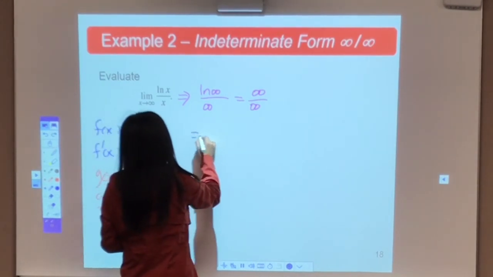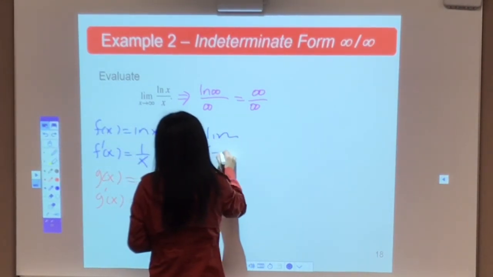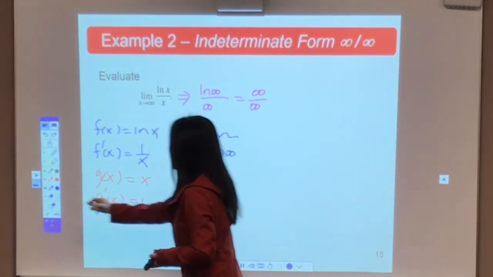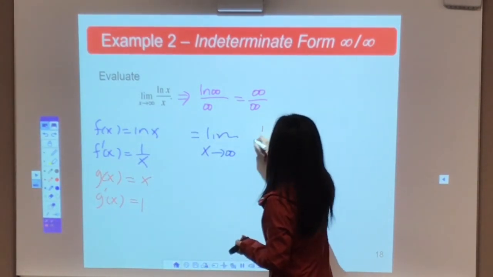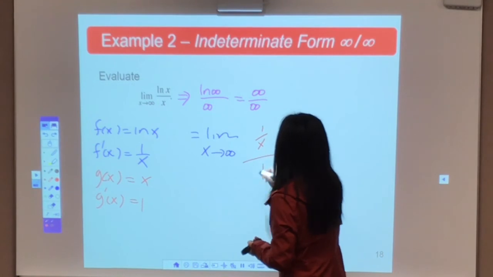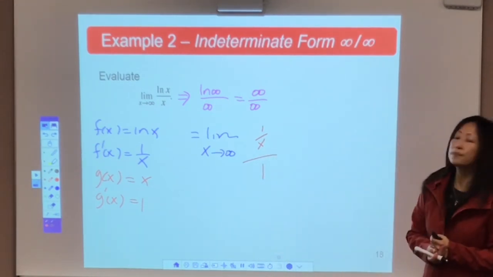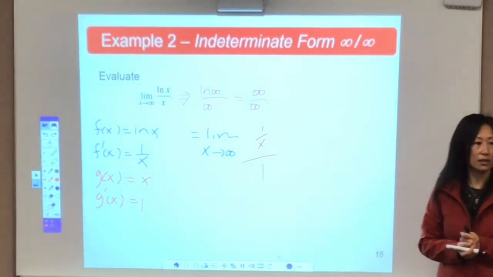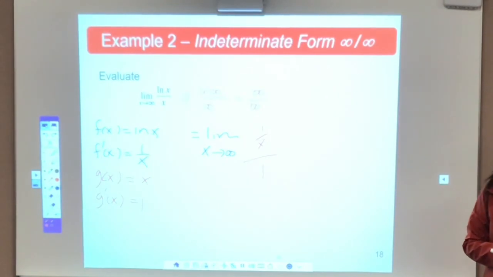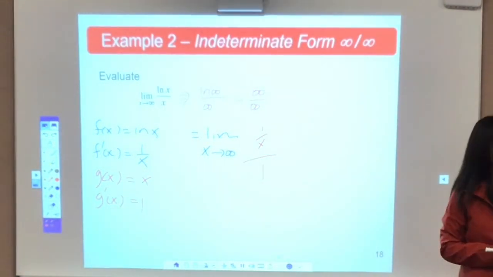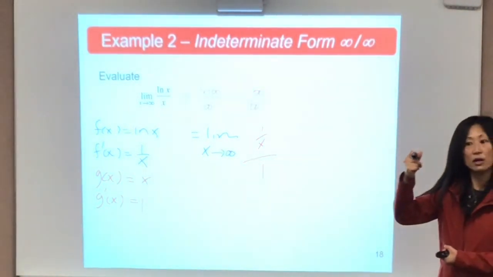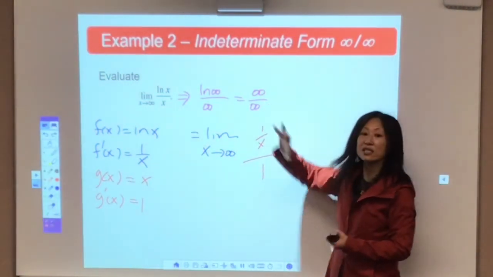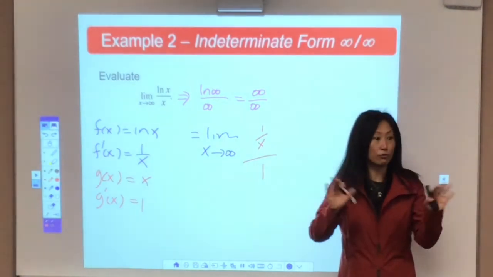So I can rewrite this problem as the limit as x approaches infinity of 1 over x over 1. Dr. Hughes, we have to do that first step? Yes. We need to make sure it is either infinity over infinity or 0 over 0. If it's not this case, you cannot use L'Hopital's rule, okay?